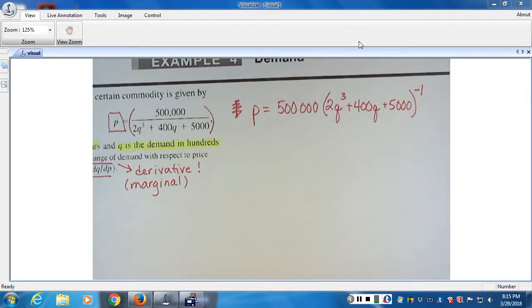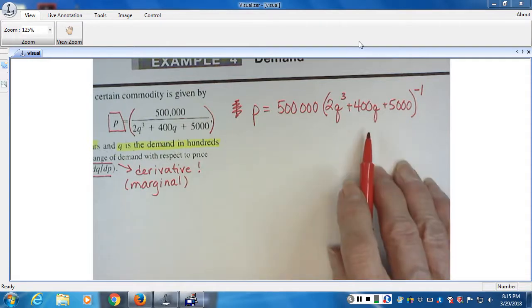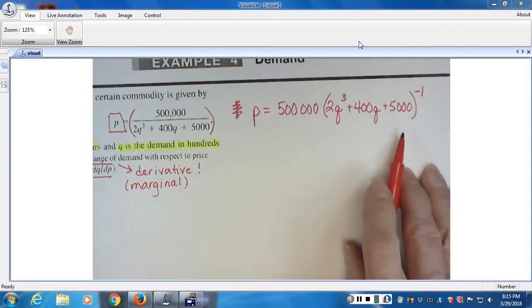Yes, because that way we don't have to do quotient rule. The answer, if you did quotient rule, would come out to be the same because the derivative of your numerator is going to be 0, and it would make the other term disappear anyway. But this is still simpler in the long run. Okay? So what is the derivative of this?